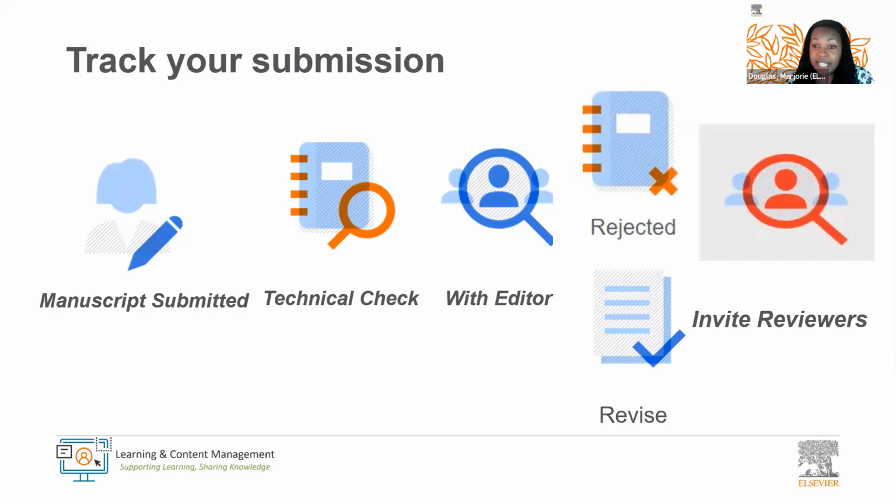Next, the handling editor has different actions they can take. They can either make a reject decision, send the paper for revision, or invite reviewers. The editor will conduct an initial screening of your paper and assess it against several different criteria, such as novelty, priority, and scope. If your paper is a better match for another journal, you may be offered a manuscript transfer.